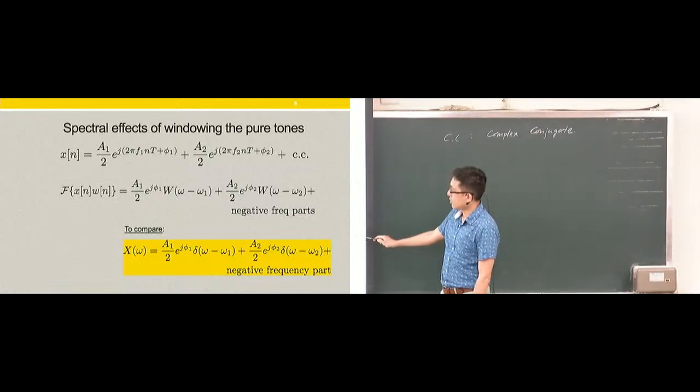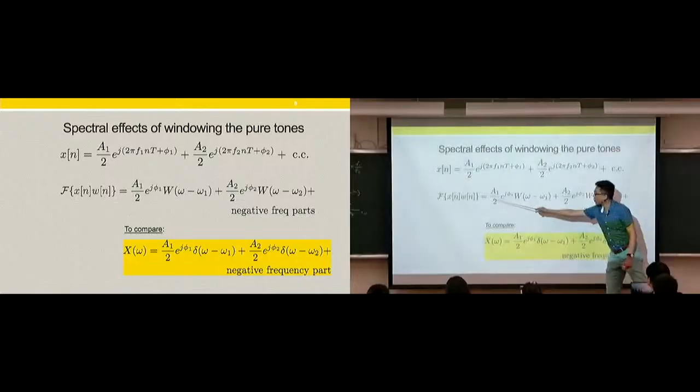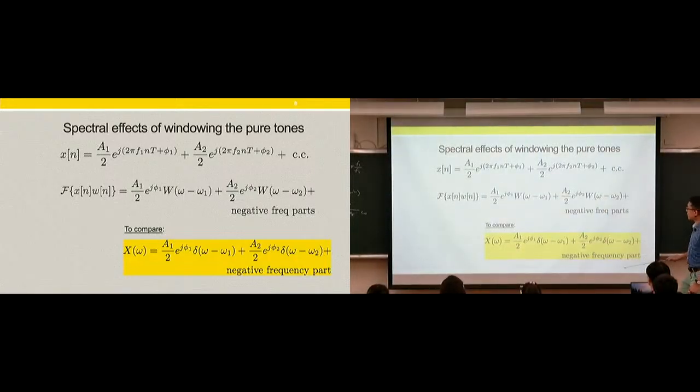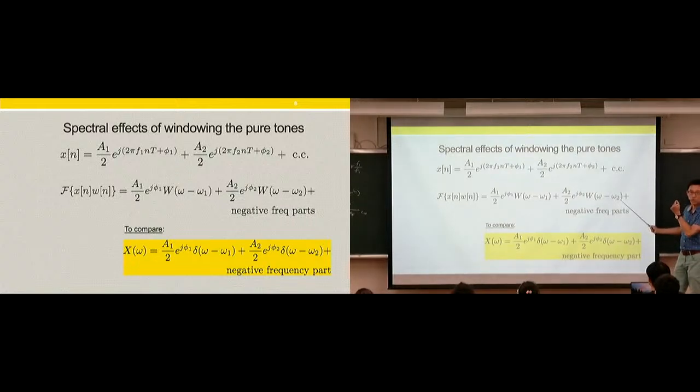So in the end, we can compare the DTFT and the spectrum with windowing. The only difference is that we expect to see a spike, a delta function, at omega 1 and omega 2. But similarly, we expect to see not a spike, but now a copy of the Fourier transform of the window, also centered at omega 1 and omega 2. Yeah. So that's our idea.